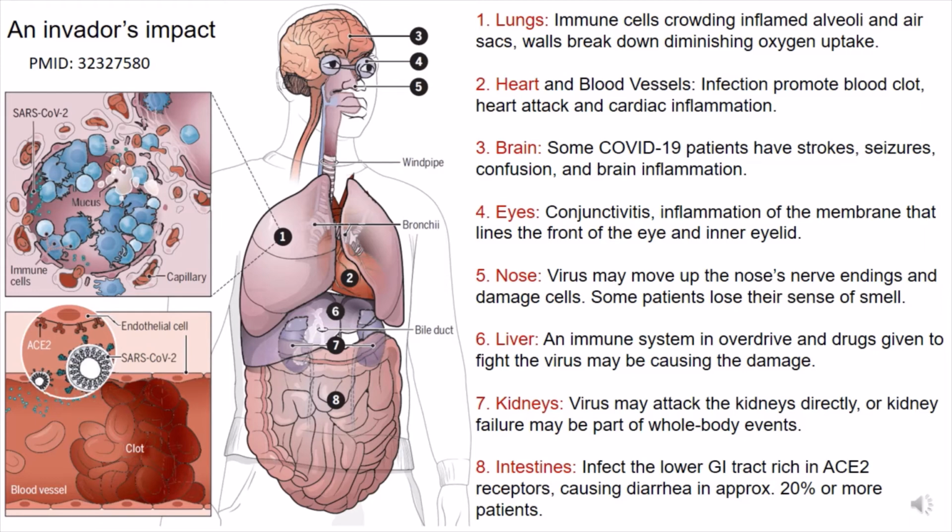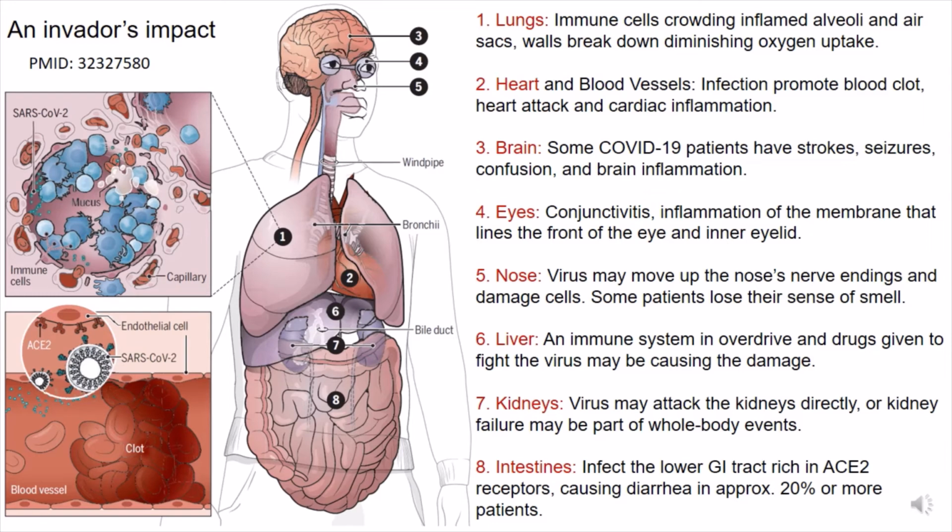4. Eyes: conjunctivitis, inflammation of the membrane that lines the front of the eye and inner eyelid. 5. Nose: virus may move up the nose's nerve endings and damage cells. Some patients lose their sense of smell. 6. Liver: an immune system in overdrive and drugs given to fight the virus may be causing the damage. 7. Kidneys: virus may attack the kidneys directly, or kidney failure may be part of whole body events.